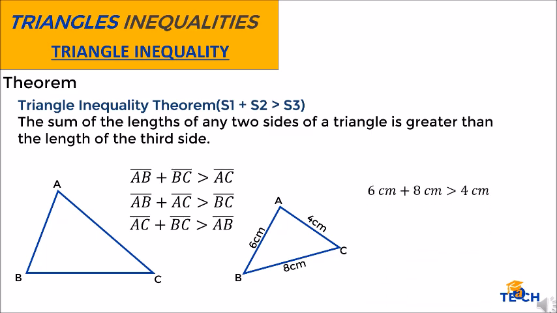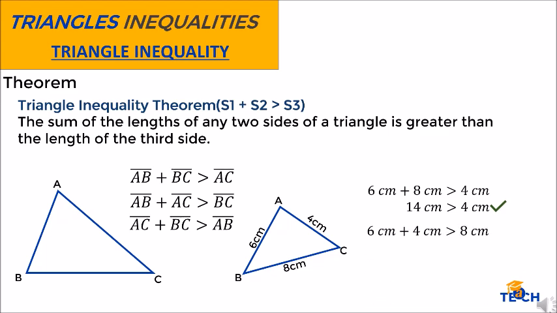8 cm. 6 cm plus 8 cm is greater than 4 cm. So 6 cm plus 8 cm is equal to 14 cm. So this triangle is true.